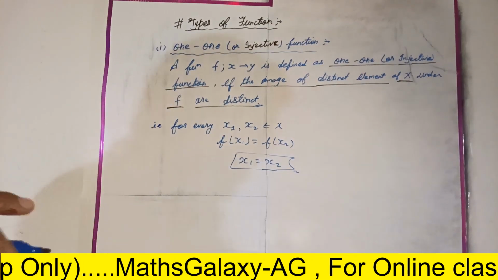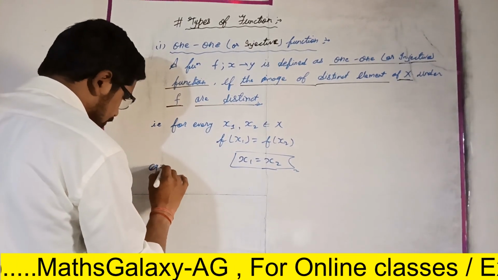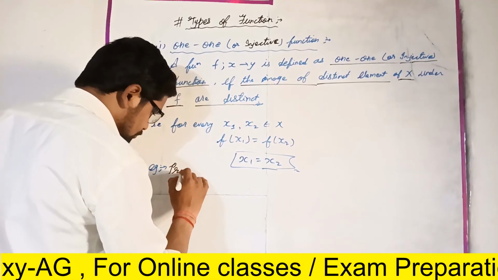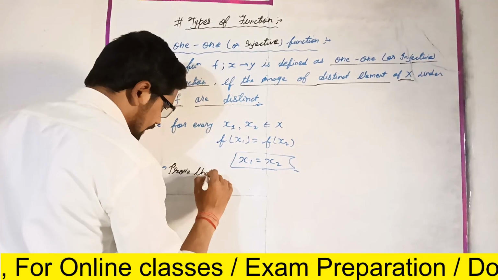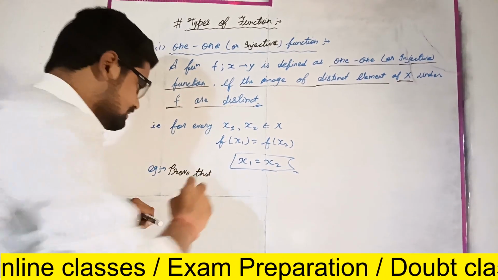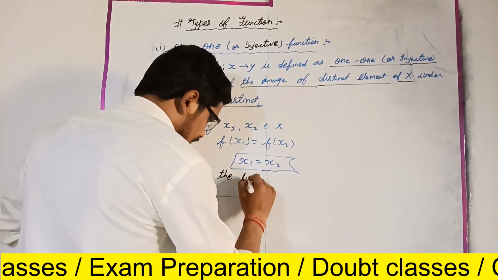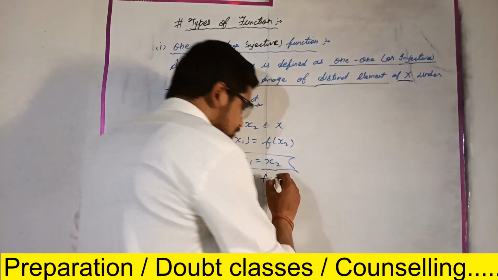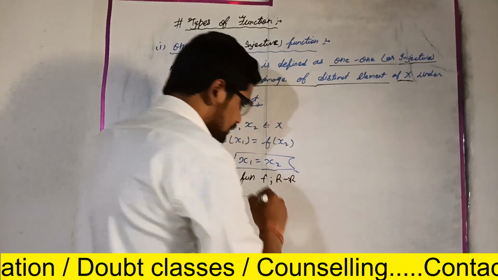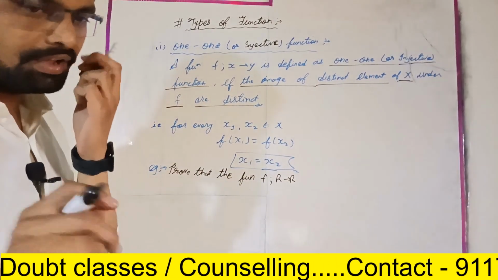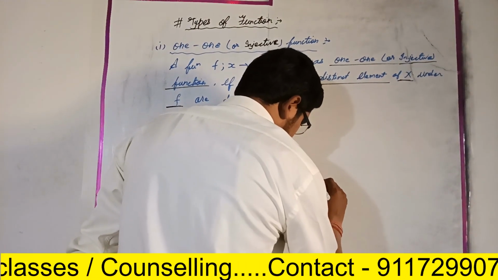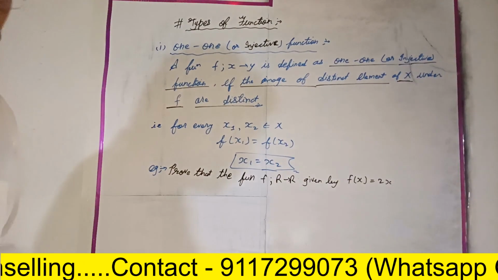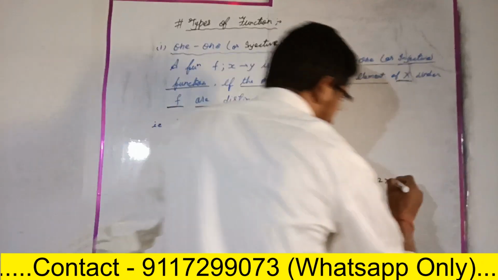Do you want to see an example for it? So let's take a question: prove that the function f from R to R, the function of real numbers to real numbers, given by f(x) = 2x, is one function. What we have to show here is that it is one function.